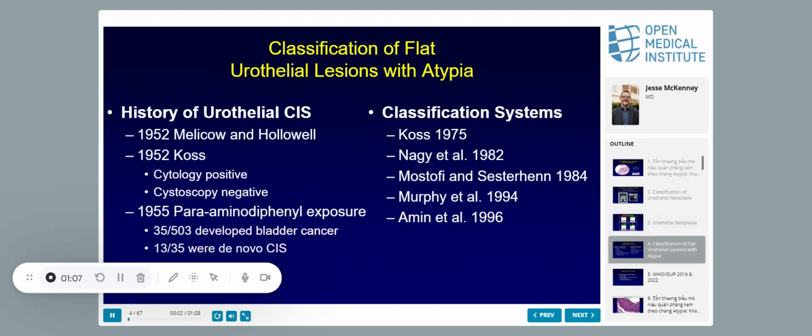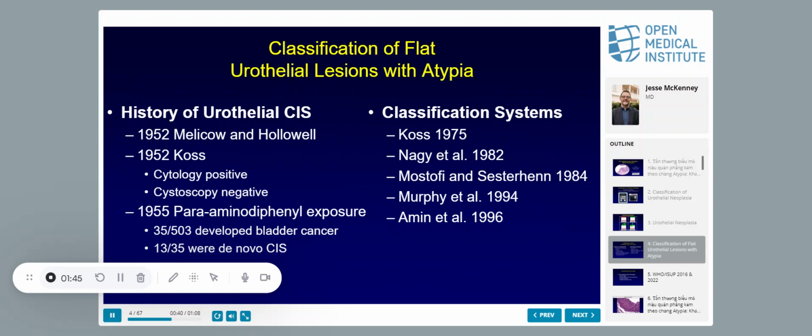So this is kind of a quick history. Basically, there was an industrial exposure of para-aminophenol around the shipping yards. And as you can see with the numbers down here, a lot of these men developed urothelial carcinoma in situ. And that was really the first time there was a large population that could be studied. And at least to my knowledge, that was the first time that it was documented histologically that these flat lesions could be fully malignant and could progress to invasion without going through a papillary step.